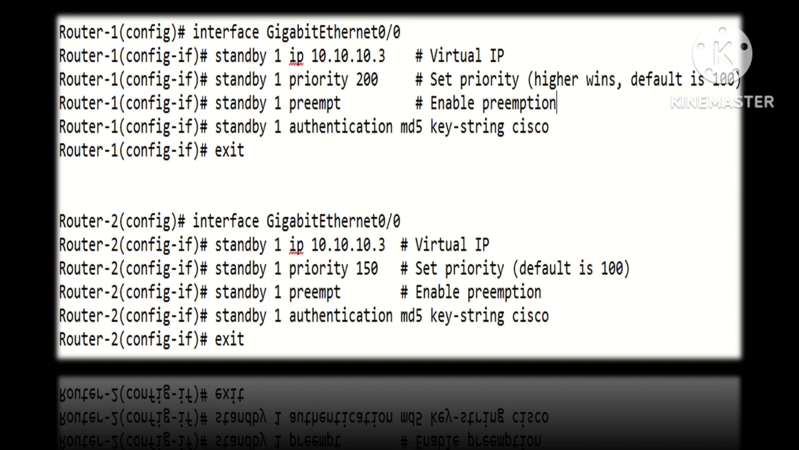And there can also be authentication achieved here. You can see the standby 1 authentication md5 key-string Cisco, which can be used to achieve authentication as well.